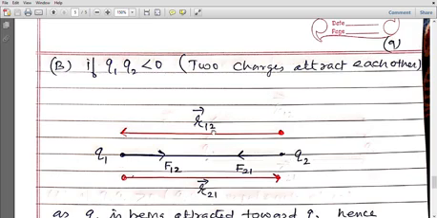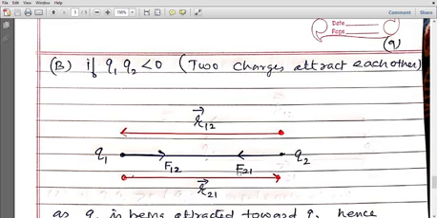The position vectors are the same: R12, position vector of Q1 with respect to Q2, and R21, position vector of Q2 with respect to Q1. Magnitudes of the two position vectors are the same but directions are opposite. Now, the important thing is that F12 and R21 are in the same direction. You can see the direction of force F12 and position vector R21, not R12, position vector R21. Similarly, force F21 and R12 are in the same direction.